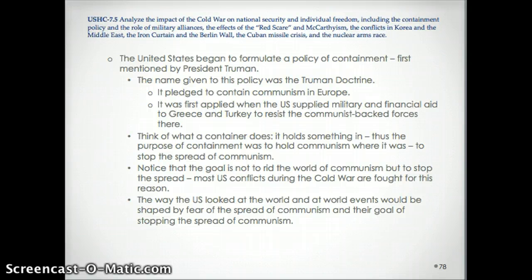What the Truman Doctrine said was they pledged to contain communism in Europe. So internationalism were involved around the rest of the world. It was first applied when the U.S. supplied military and financial aid to Greece and Turkey to resist the communist-backed forces there.